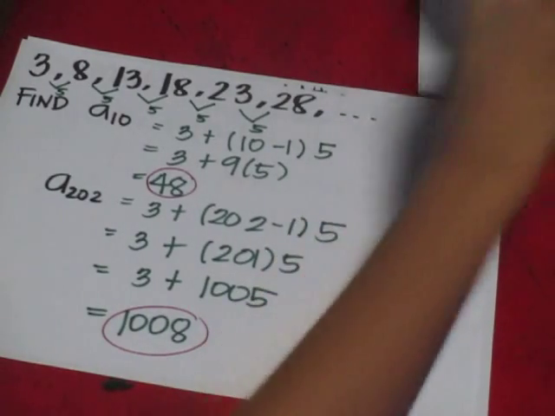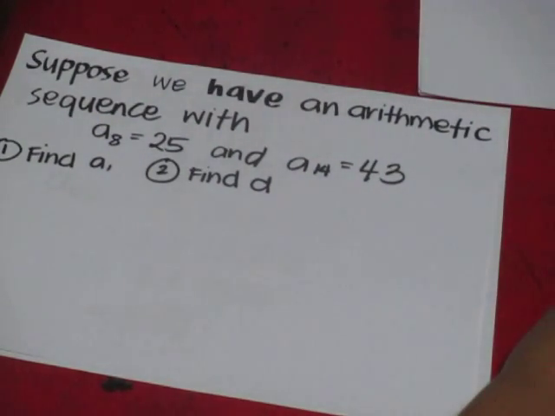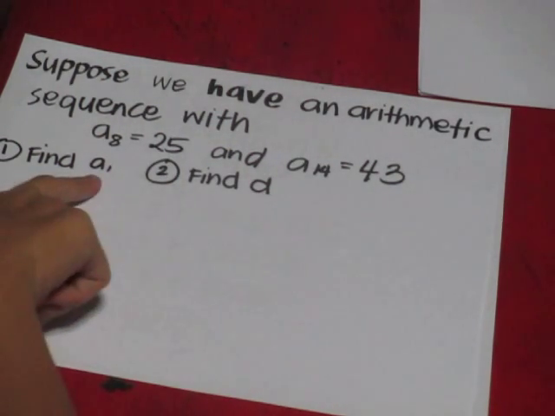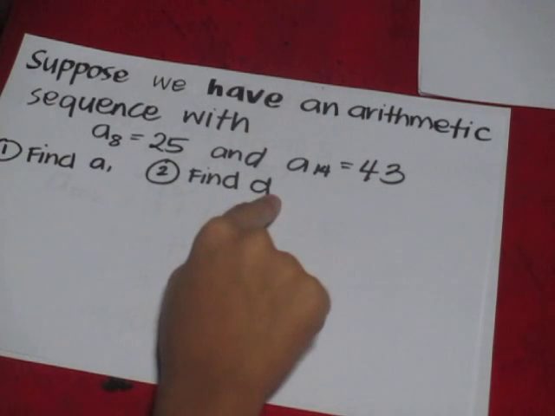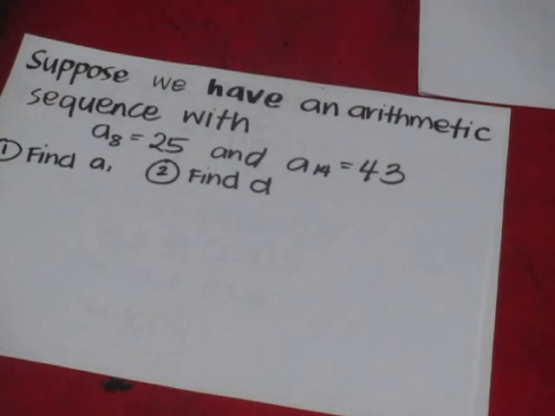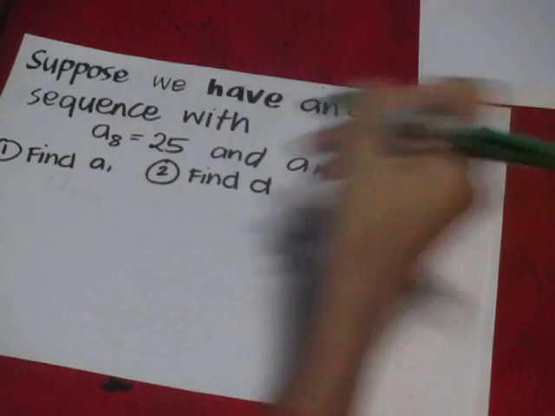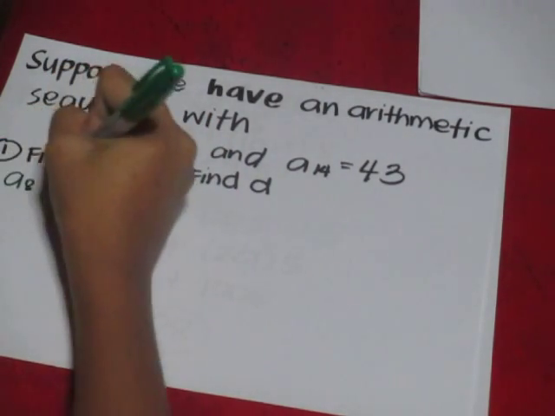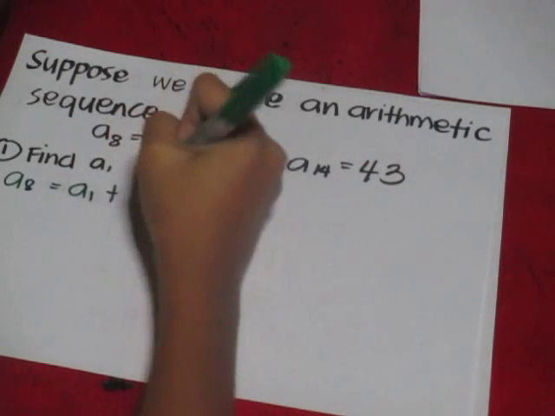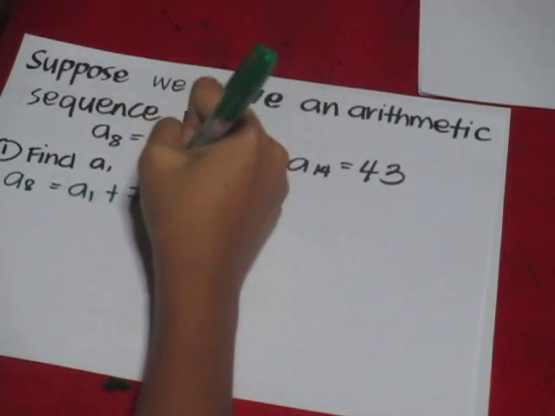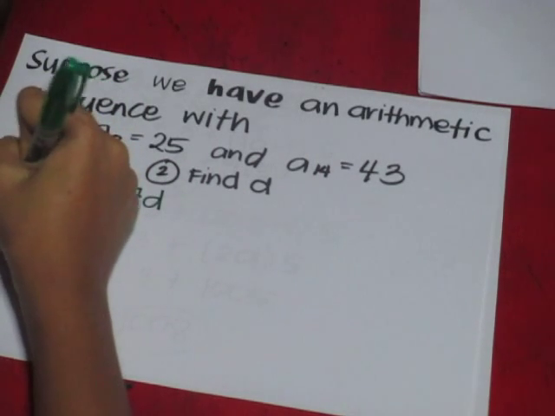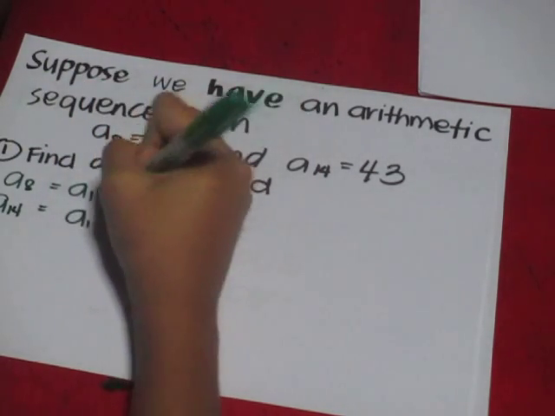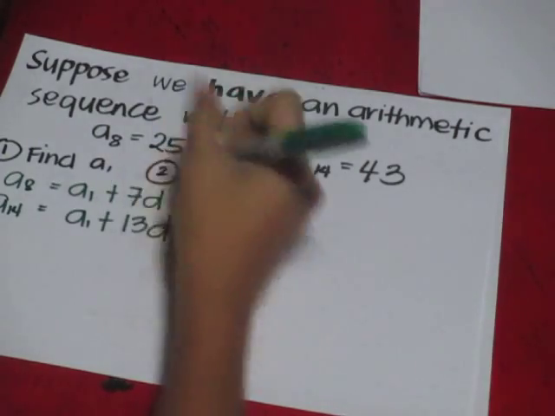Let's have our next example. Suppose you have an arithmetic sequence with a sub 8 equal to 25 and a sub 14 equal to 43. First, you have to find a sub 1 and then find d. So we're going to substitute the given into our formula. So a sub 8 is equal to a sub 1 plus 8 minus 1, which is 7, times the common difference. A sub 14 is equal to a sub 1 plus 14 minus 1, which is 13, times the common difference.